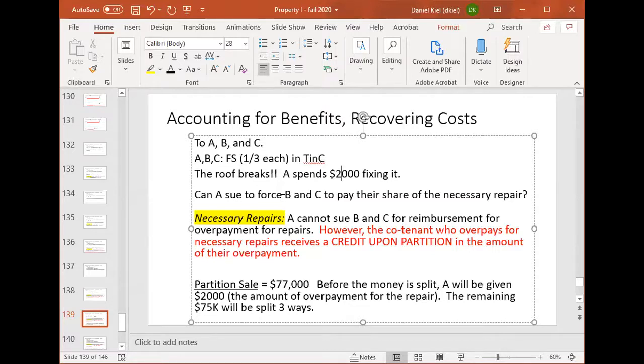I want y'all to worry about the concept of no reimbursement during co-tenancy, but credit upon partition. Okay.